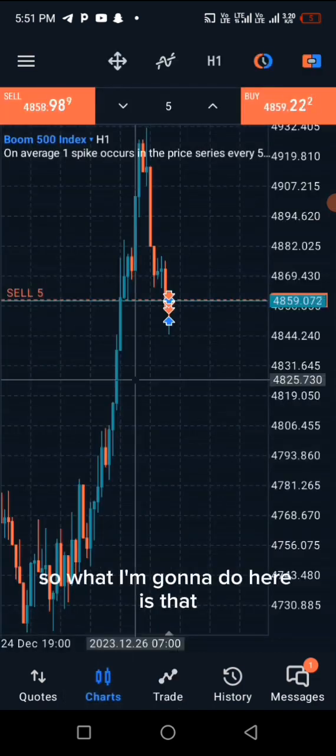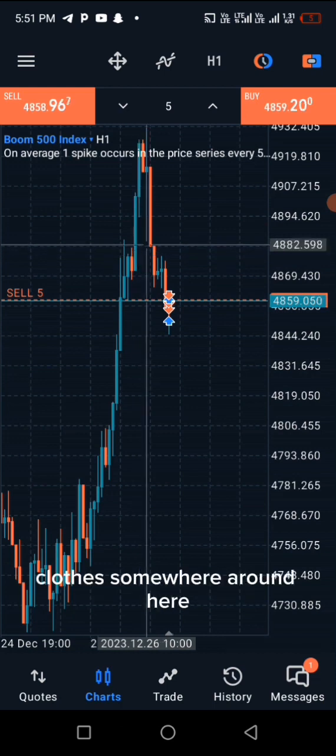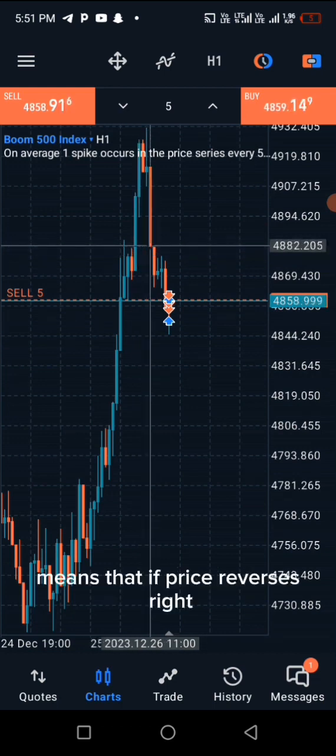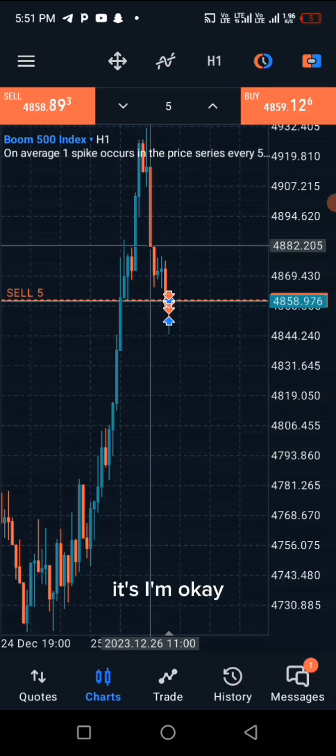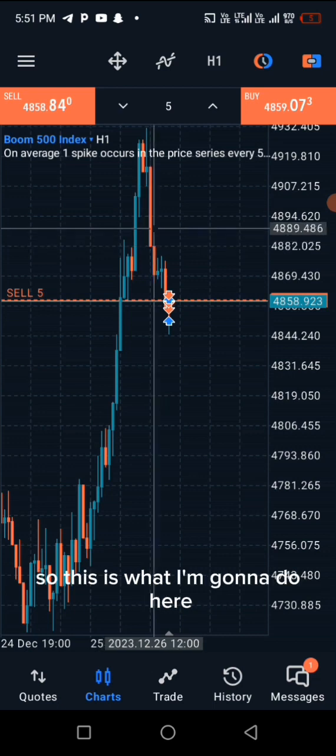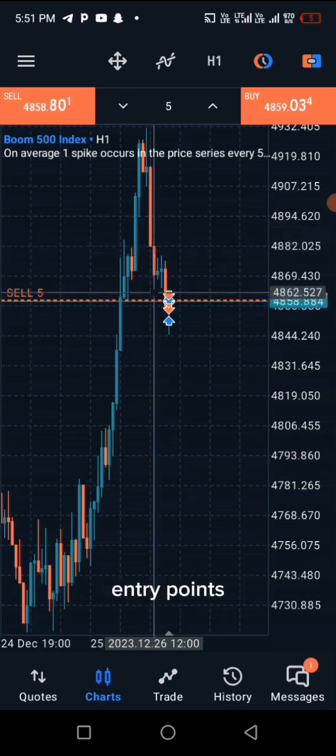So what I'm going to do here is put my stop loss somewhere around here. Stop loss means that if price reverses, I'm okay to lose a particular level. I don't want to lose beyond that level. So I'm going to calculate my entry point to my exit point.